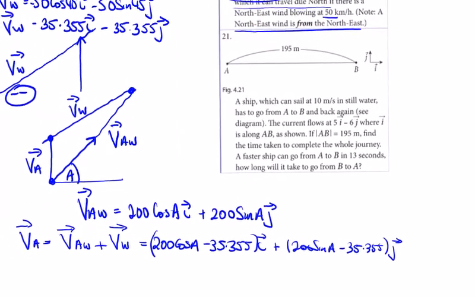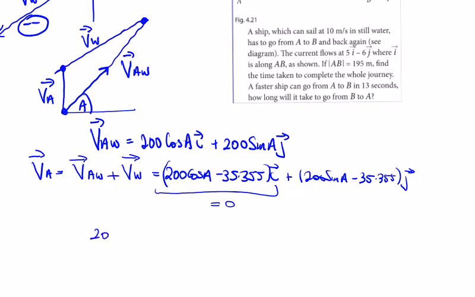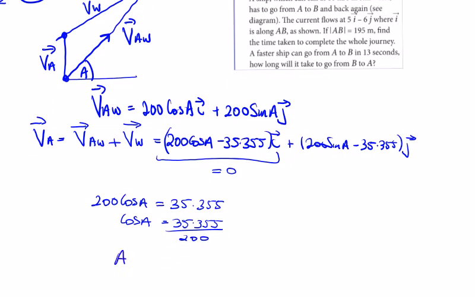And because we're looking at due north, there's no I component, so this has to be equal to 0. So we can say that 200 cos A equals 35.355. Cos A is equal to 35.355 over 200, and the inverse cos of that will give me A. So A is equal to 79 degrees and 49 minutes. So that's the angle.